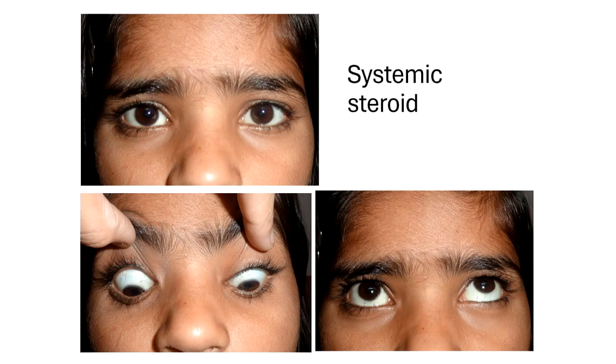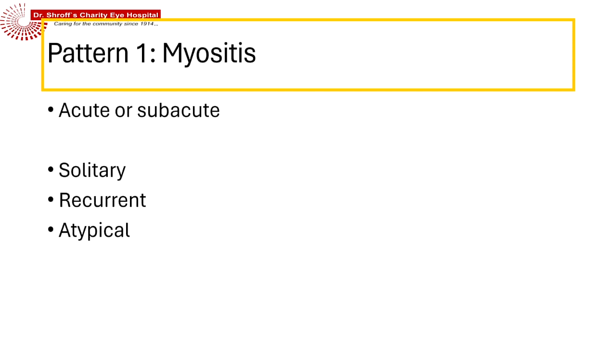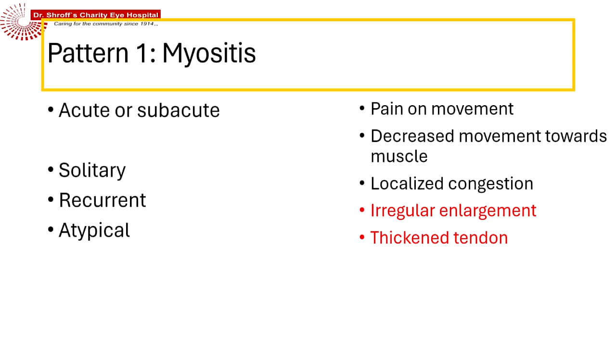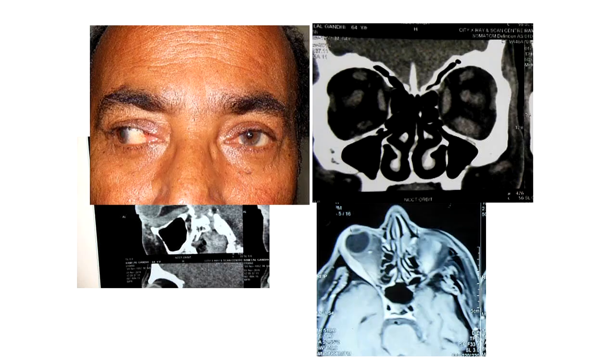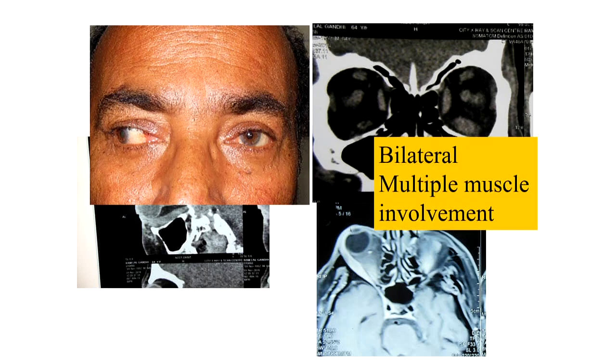We started her on steroid, with an extremely good response after a few cycles, which again confirms the diagnosis. So the first pattern of inflammation, which is pretty common, is a myositic pattern, which could be acute, subacute or chronic. Like this patient had a subacute presentation, it could be one muscle, could be multiple muscles, but the unifying feature is thickening of the muscle, which tends to involve the tendon of the muscle.